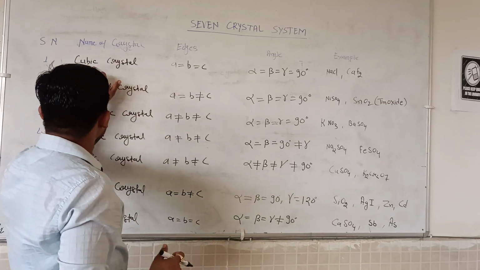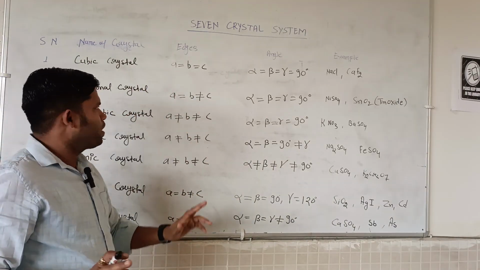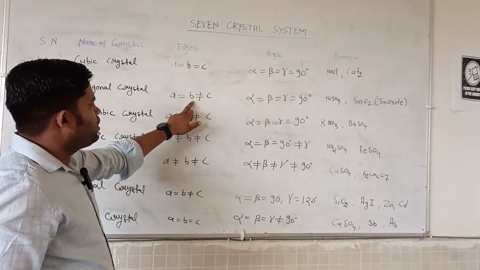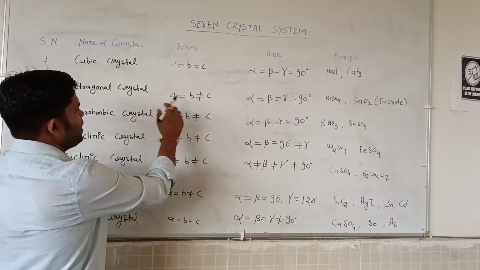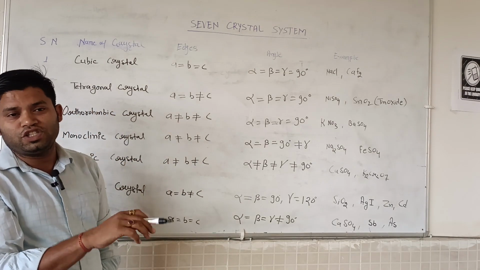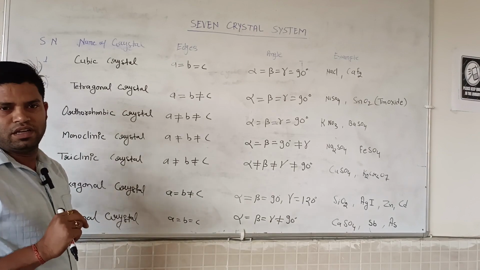Okay. In cubic crystal, all the edges are equal. Second, tetragonal: a equals b, not equal to c. Okay. a equals b, but b is not equal to c in tetragonal crystal. Clear?